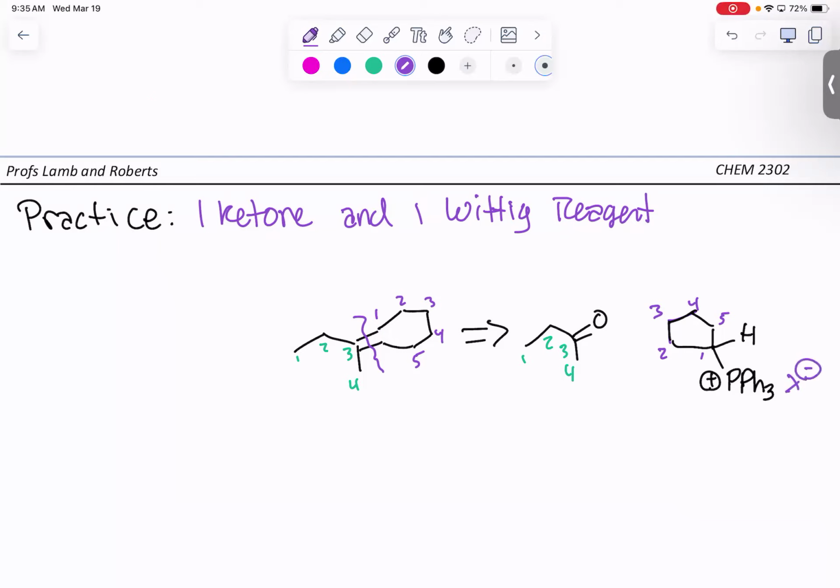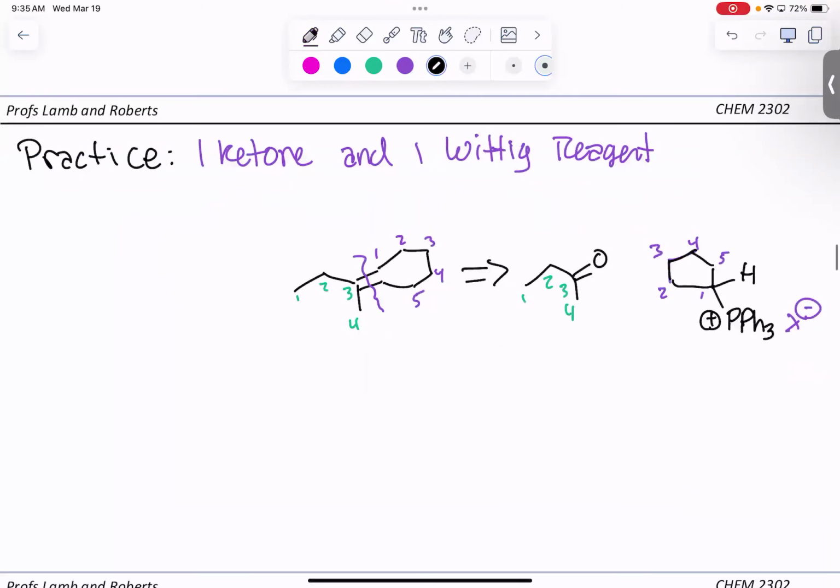This Wittig salt could, of course, have come from, we can do retrosynthesis more. This Wittig salt could have just come from the alkyl halide, right? And our triphenyl phosphine. Right, and then in the forward direction, we would go ahead and deprotonate that and we'd get there.